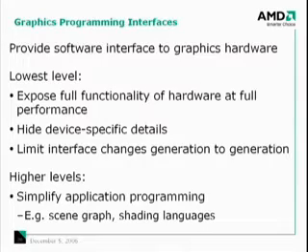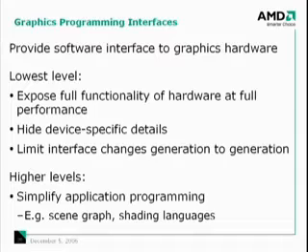At the lowest level, what you'd like to be able to do is expose all the functionality of the hardware at full performance. But on the other hand, you'd like to hide some device-specific details, and you'd like to limit the interface changes from generation to generation of the hardware. Clearly this first bullet point and the second two are almost always in conflict, and so you've got to kind of figure out where the balance is.